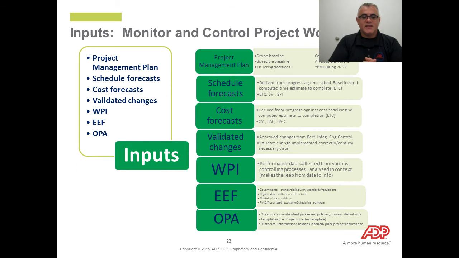All right, on slide 23, we're talking about the inputs to monitor and control project work. Your project plan, schedule forecast, cost forecast, validated changes. Notice these are things that we haven't got to yet in terms of understanding what the cost is, understanding what the schedule is. Because as we spoke of earlier, when it comes to integration, you're taking all those subsidiary plans to create your master project management plan. So, these inputs you haven't seen yet, but you will see once you get to those subsidiary plans and start working in those knowledge areas.